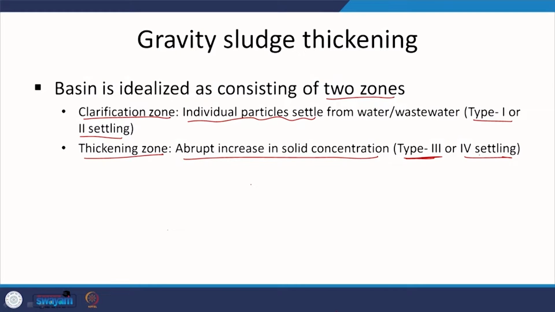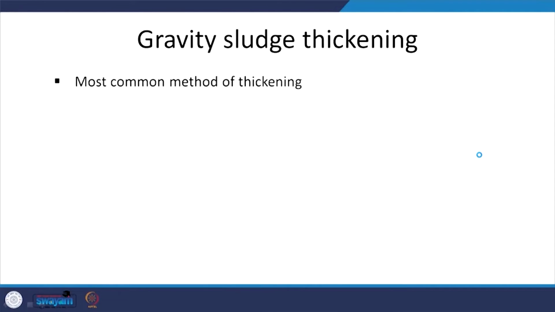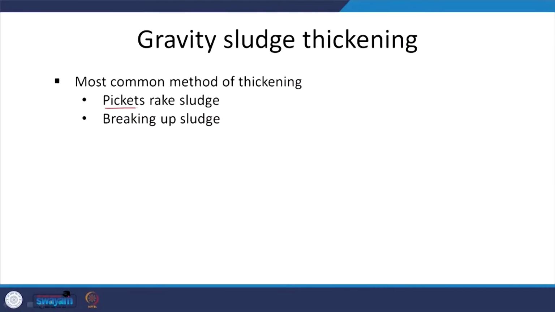These are the aspects to be looking at. Let us look at the figure if I have it. Okay. So, as I mentioned, pretty commonly used is the gravity sludge thickener, and you want to gently break up the relevant sludge. So, you are going to have pickets that rake the sludge, we will come back to that.